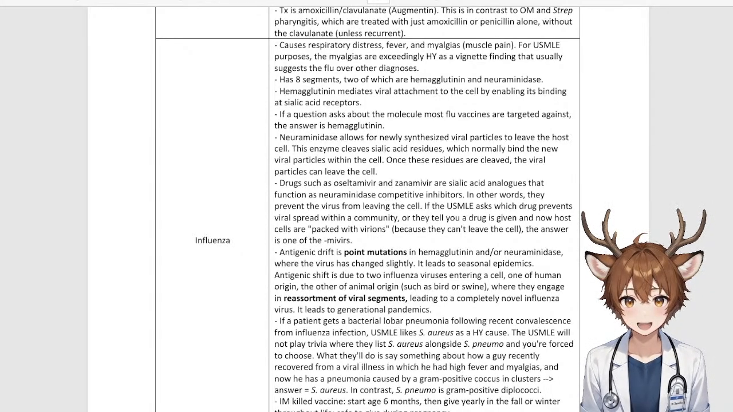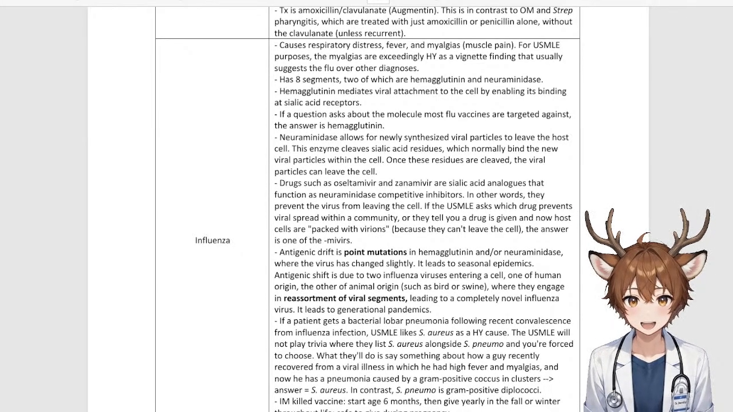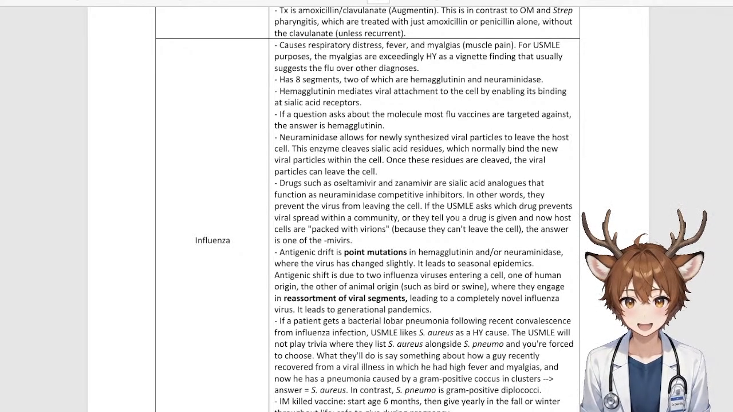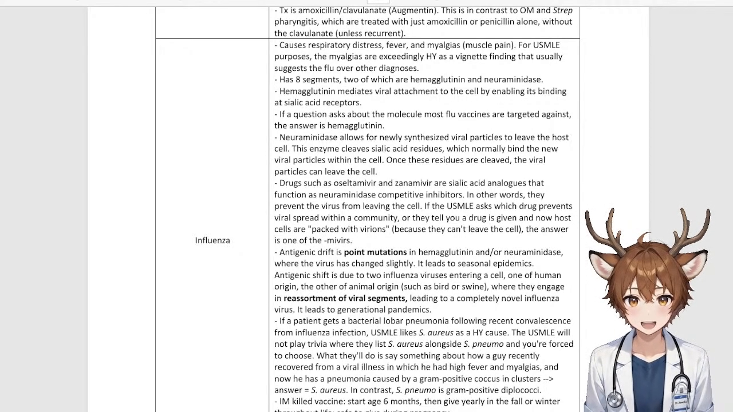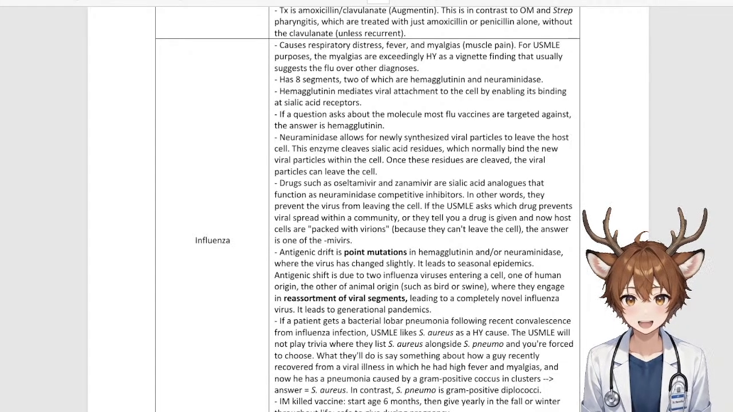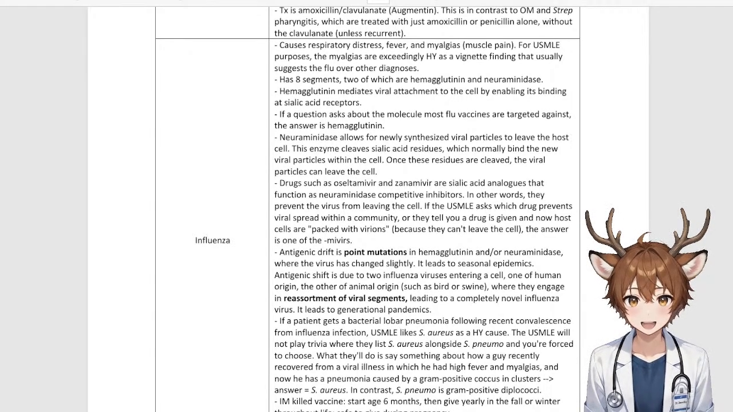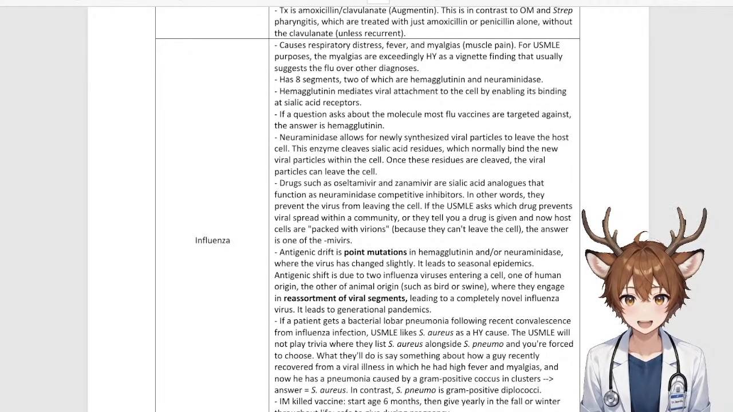So anyway, influenza. Influenza causes respiratory distress, fever, and myalgias, muscle pain. For USMLE purposes, the myalgias are exceedingly high yield as a vignette finding that usually suggests the flu over other diagnoses. It has 8 segments, 2 of which are hemagglutinin and neuraminidase.